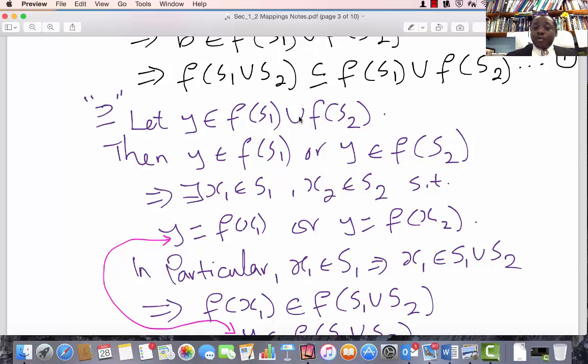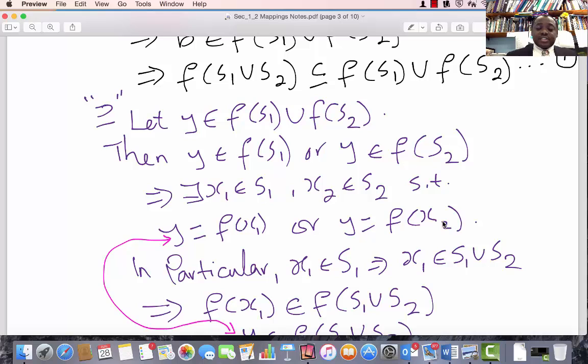By section 1.1, what does that mean? It means y is an element of f of S1, or y is an element of f of S2. But what does it mean for y to be an element of f of S1? It means there exists an x1 in S1 such that y equals f of x1. What does it mean for y to be an element of f of S2? It means there exists an x2 in S2 such that y equals f of x2.